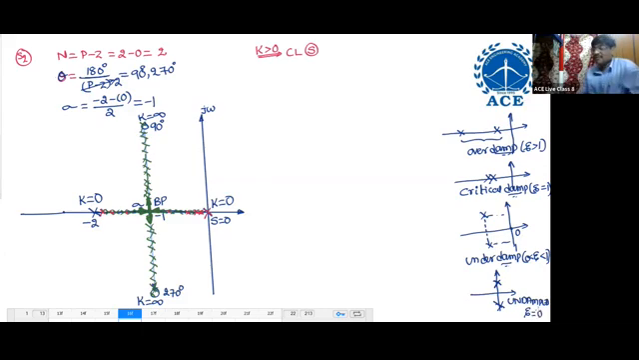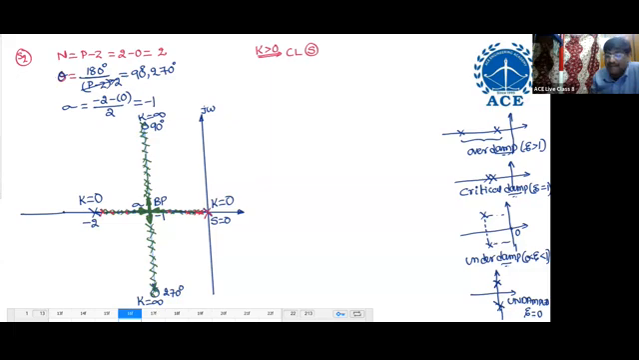That means based on the position of the poles, we have to identify the nature of the system. That is the main advantage of the root locus: we can decide the nature of the system. Okay? Now listen.